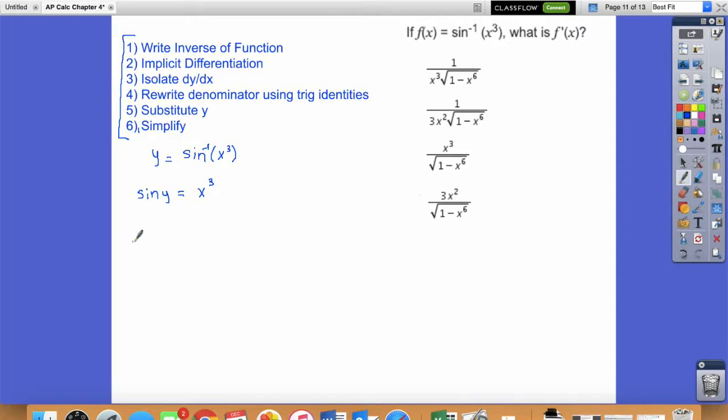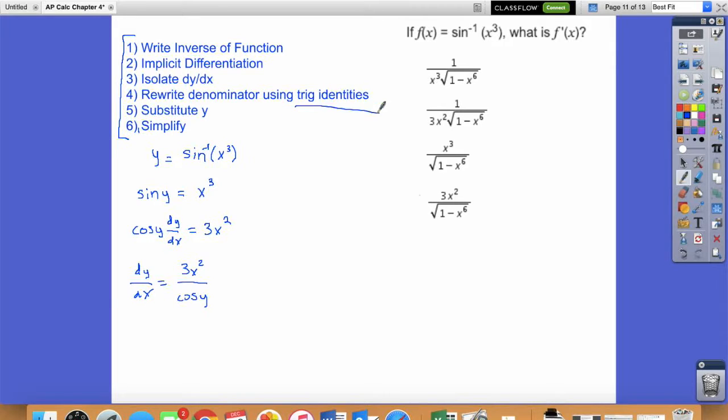Now we're going to do our implicit differentiation from the last section. The derivative of sine is cosine. So we'll put cosine y dy dx to show that that's implicit differentiation, equals, the derivative there is 3x squared. Now we need to get our derivative dy dx by itself. So that's going to become dy dx equals 3x squared over cosine y.